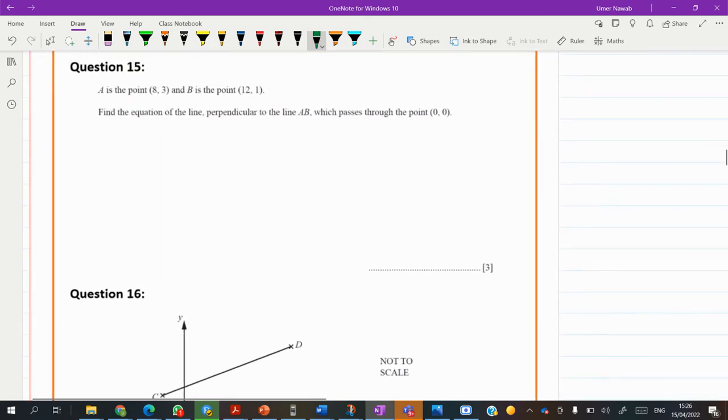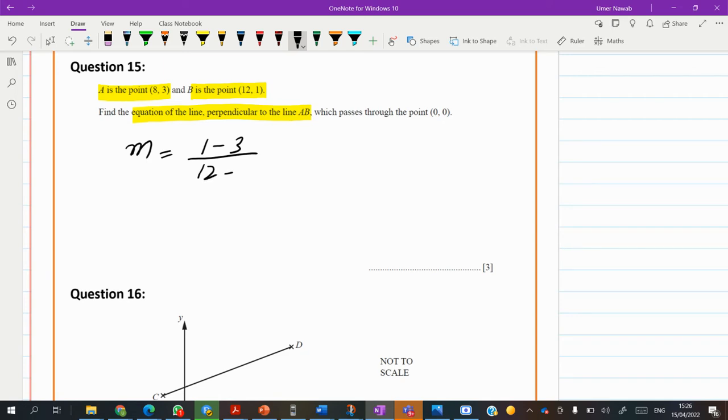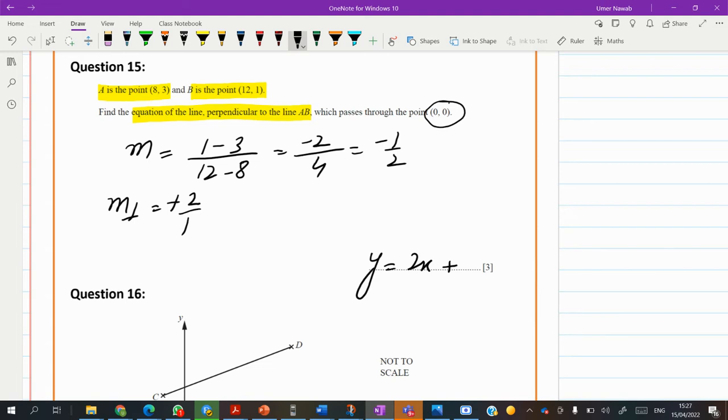Question number 15. Now in question number 15, he gave you the A point and the B point. He wants you to find the equation of a line perpendicular to AB. First, I need to find the gradient. So (1 minus 3) over (12 minus 8) is minus 2 over 4, or minus 1 over 2. The perpendicular gradient will be plus 2 over 1, and he said it is passing through (0, 0). So c is 0. I'm going to write y equals 2x plus 0.